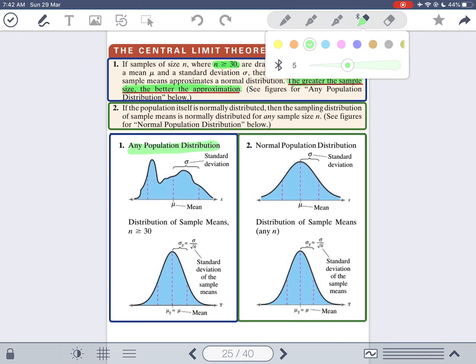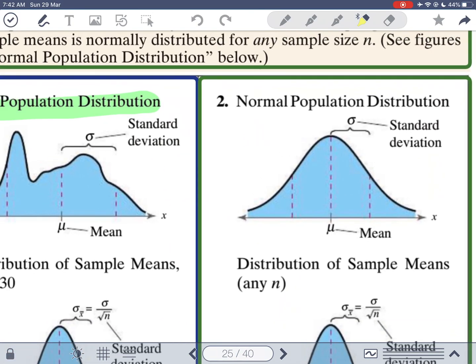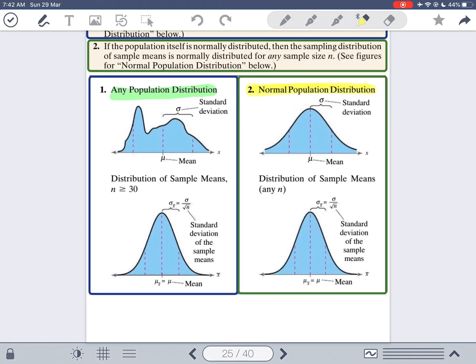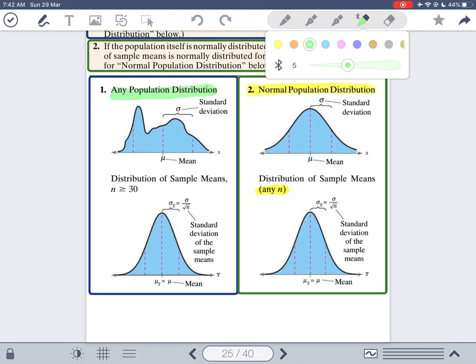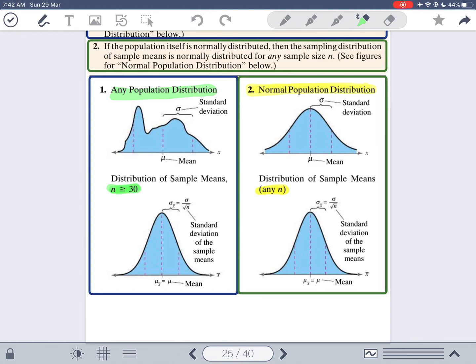And if it is normal, again, this is not part of the central limit theorem, but it's nice to see it back to back or hand in hand with the central limit theorem. Then if it's already normal, any n is okay. And just for completion, n bigger than or equal to 30 if you have any population distribution.